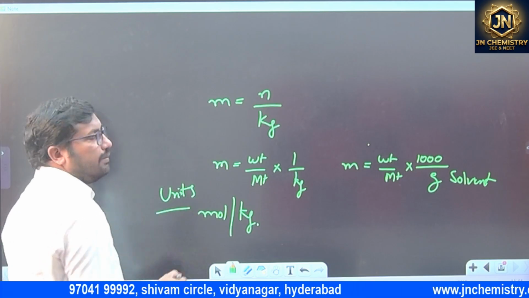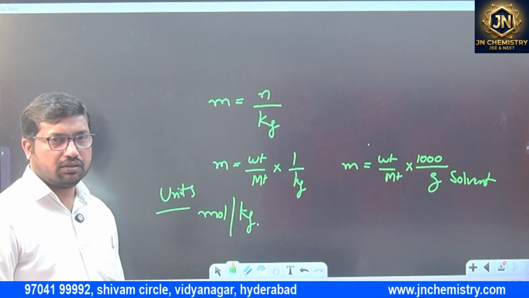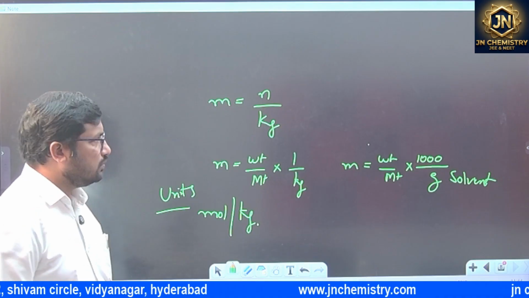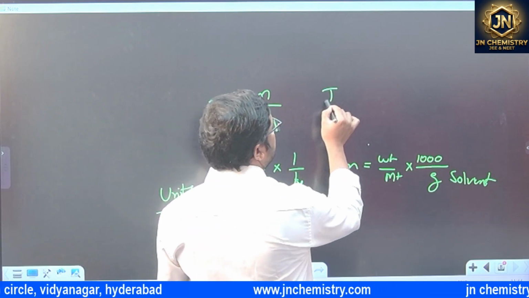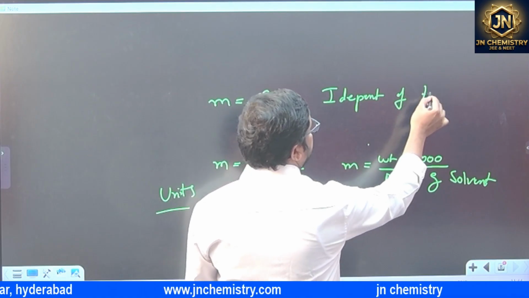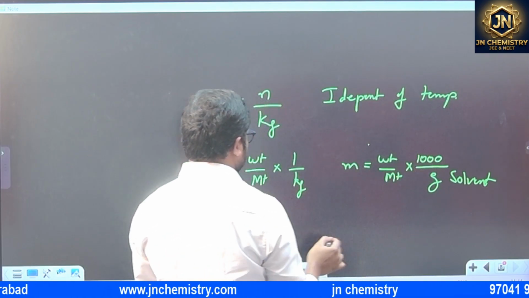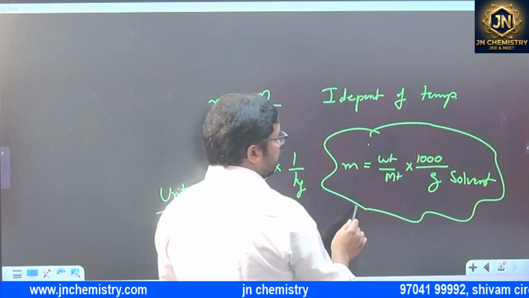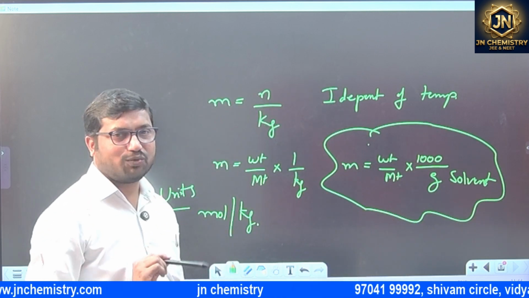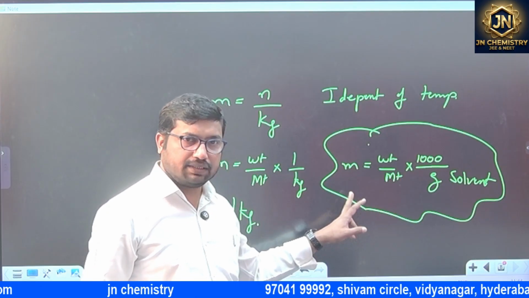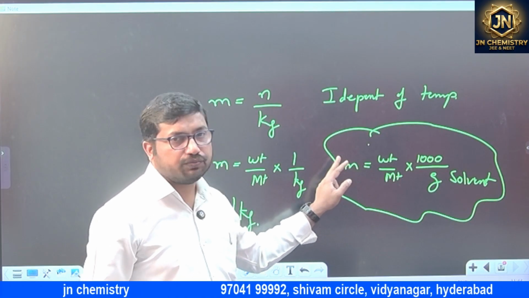If I am increasing the temperature, what happens? The molality remains the same because there is no volume term. So it is independent of temperature. This formula is important to solve numericals and is very important for colligative properties, because in colligative properties we'll use molality.